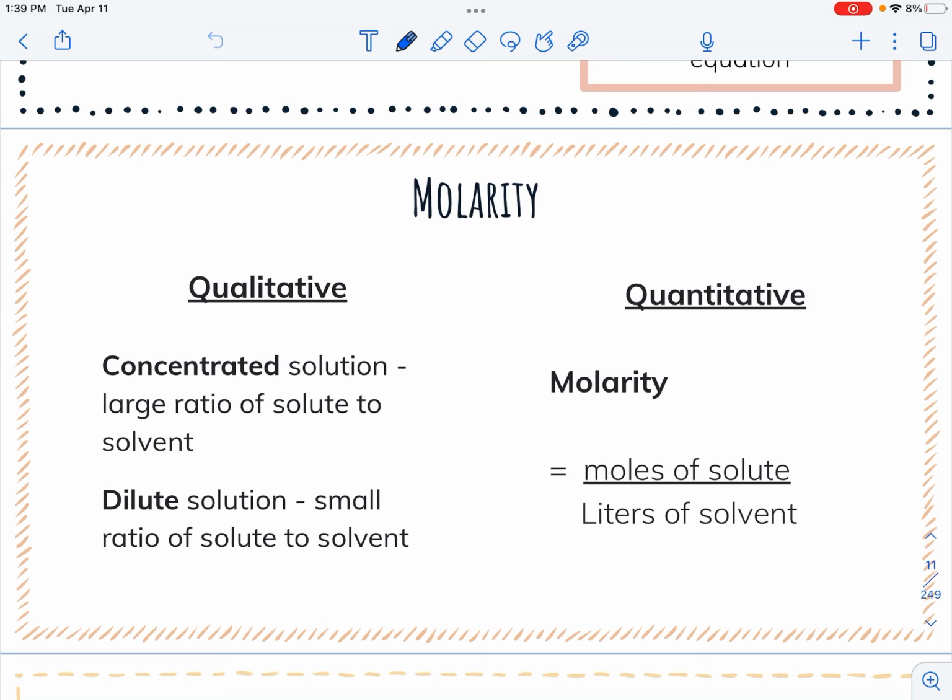So we have a formula for how to calculate molarity. Molarity is going to equal the moles of our solute over the total liters of our solvent, okay? So that's essentially telling us, or I guess you can think of it as the total liters of solution. Okay, so it's how many moles we have over the total liters.